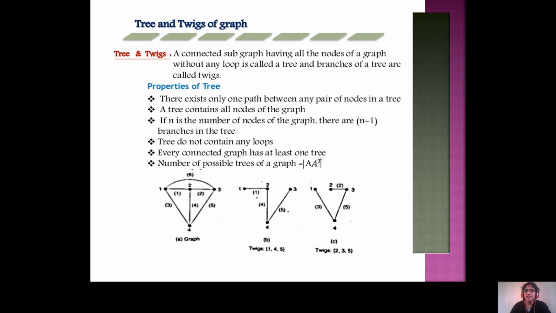Every connected graph has at least one tree. For every connected graph, there must be at least one tree. So, the number of possible trees of a graph is the determinant of A into A transpose.